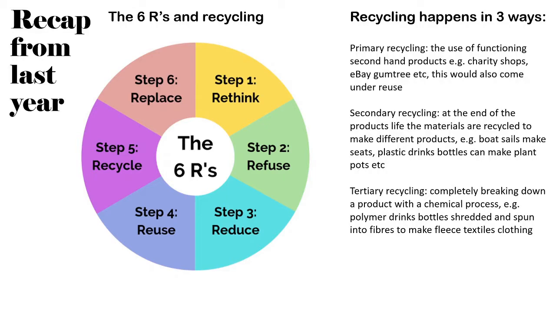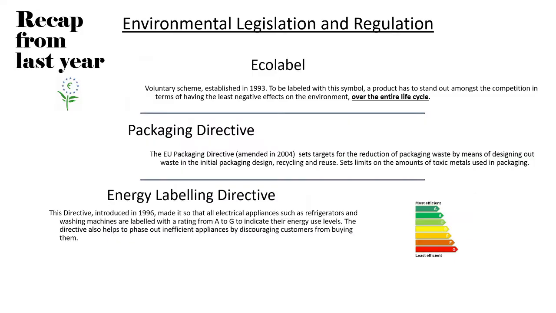And then tertiary recycling, where you completely break down the product with a chemical process. A big example of that is drinks bottles, where they're shredded and spun into fibres, and those fibres can make clothing. So in terms of some environmental legislation, like laws and regulations that are in place, you've got eco-labelling, which is a voluntary scheme, so you don't have to sign up for it as a company, but it is quite a good thing to do.